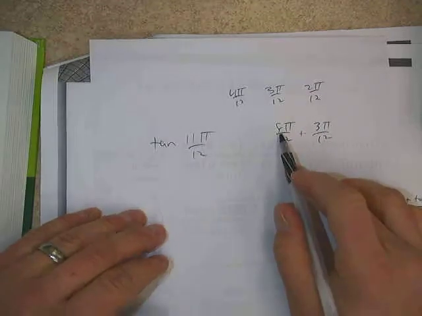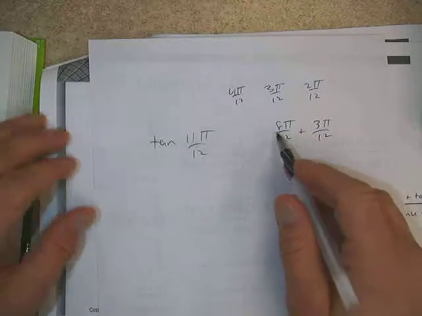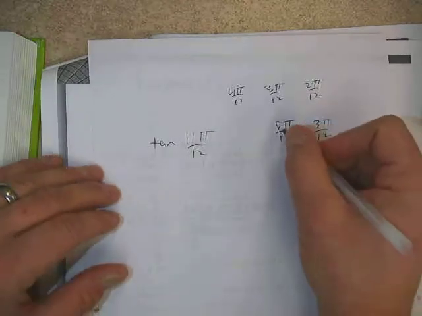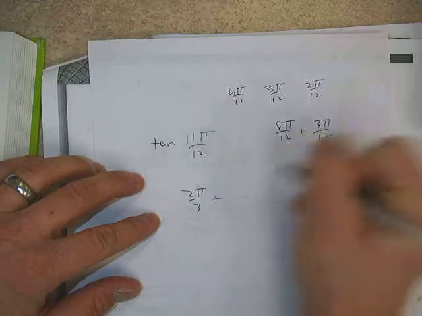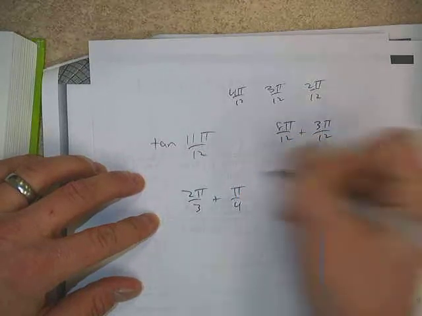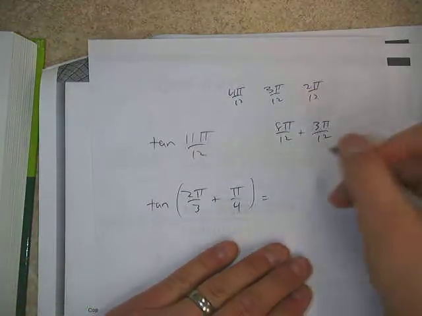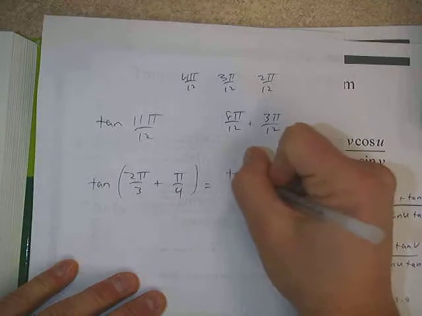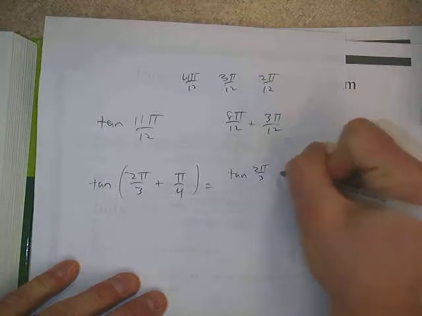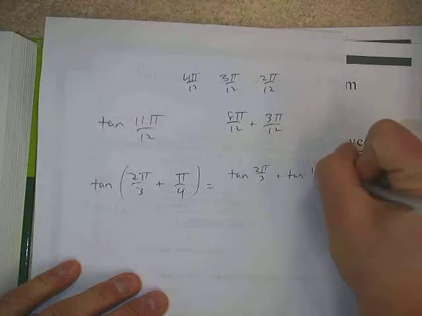However, what if we did 4, 4, and 3? If I did 8 and 3, those two would give us 11. So that's one way that we could build an 11 pi over 12. And keep in mind that if we simplified that, if I did 8 and 12, divided both by 4, I'd have 2 and 3. So it'd be 2 pi over 3 plus pi over 4. And that right there would do it.